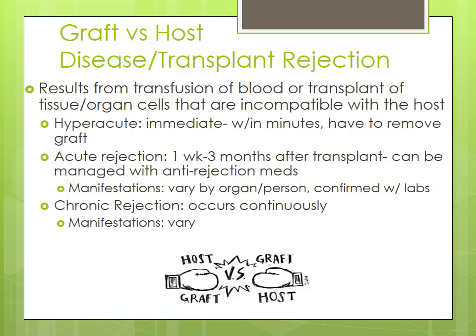We can also go in and take a biopsy of the donated organ. There's not just one set of symptoms that we see with this. It depends on which organ was transplanted, and even person to person can vary a little bit. But your book gives a good example: if somebody gets a kidney transplant in an acute rejection, they might feel some soreness or tenderness over their kidneys.